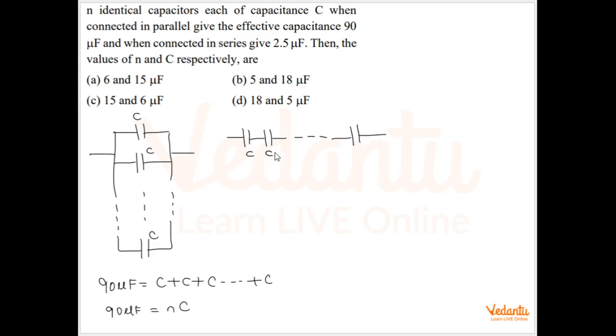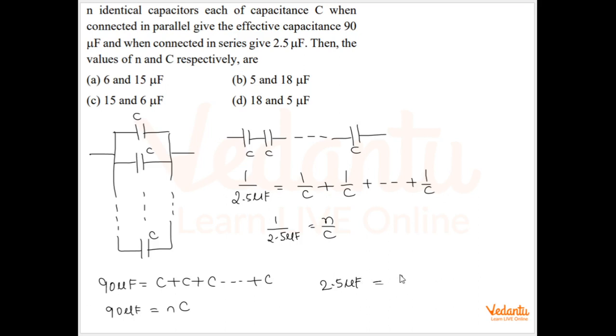Next, when we connect all the capacitors in series, here my dear bachcha log, I can write the equivalent capacitance as 1 by C plus 1 by C plus 1 by C, or I can write down 1 by 2.5 microfarads is equal to N by C, which gives me 2.5 microfarads is equal to C by N. This is the second equation beta. Now if we solve both of these equations, we will be able to answer this question.